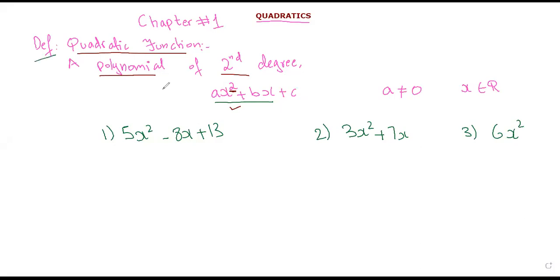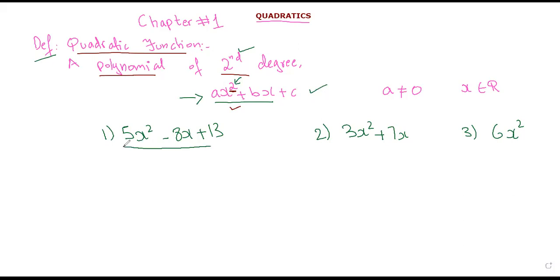You guys know what a polynomial is? It is any mathematical expression with x in it, like x squared plus 1, like x cubed plus 2, and so on. So it is a polynomial of second degree. This means that it is going to be an expression of this type where the highest degree is going to be 2, right? So this is a quadratic function.